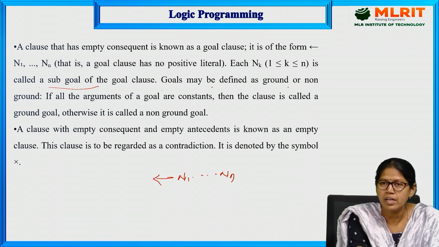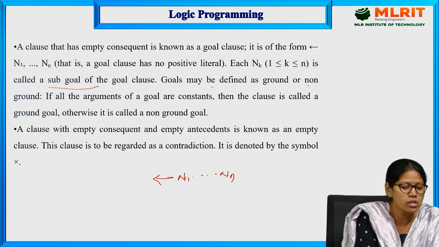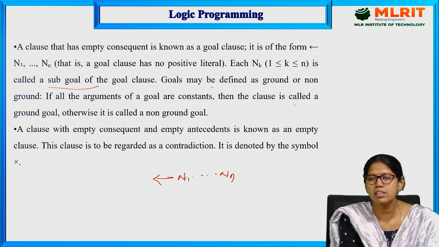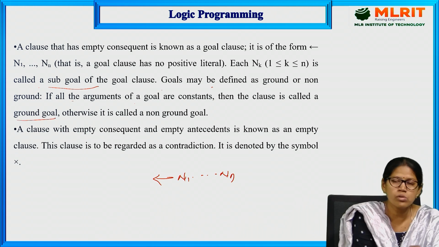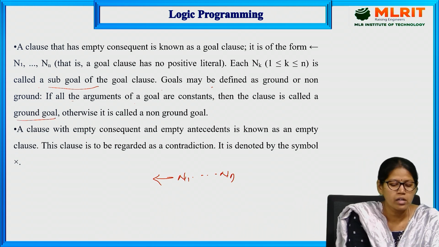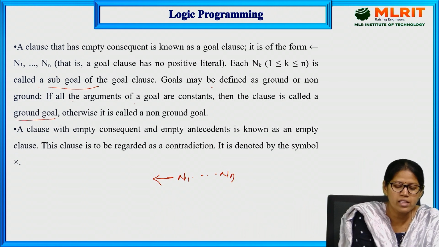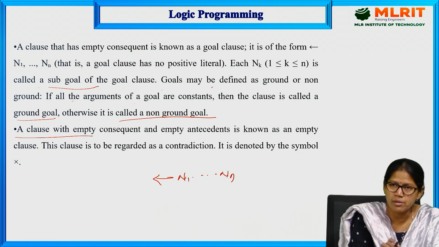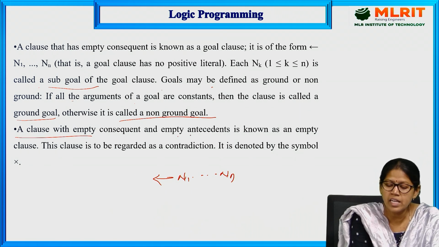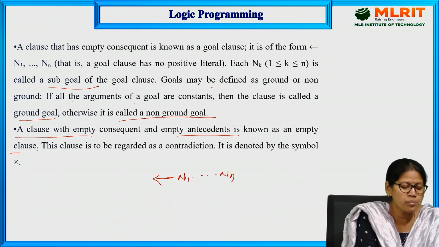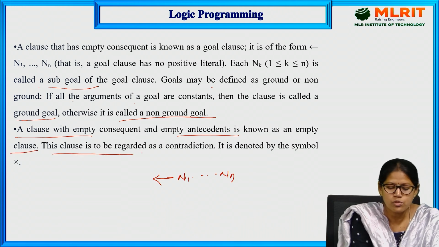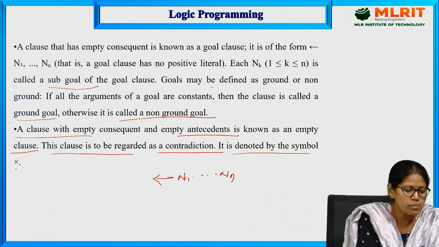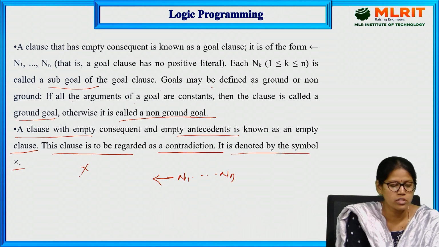Goals may be defined as ground or non-ground. If all the arguments of a goal are constants, then the clause is called a ground goal. Otherwise, it is called a non-ground goal. Next, a clause with an empty consequent and empty antecedent is known as the empty clause. This clause is regarded as a contradiction, a conflict, and it is denoted by the symbol X.